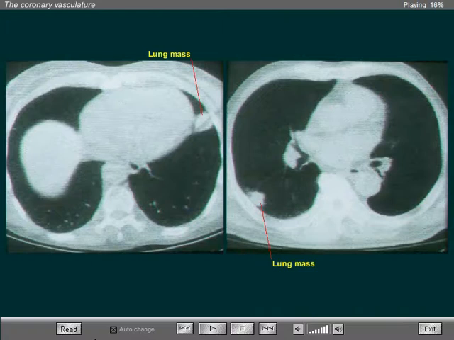These two represent the lung masses. Both were bronchial cancers. One was to the left of the heart and the other one in the periphery of the right lung.